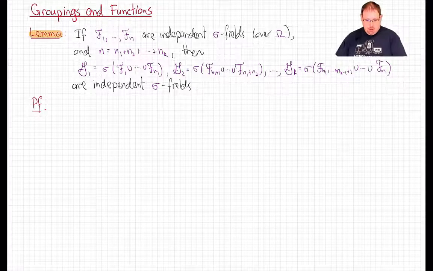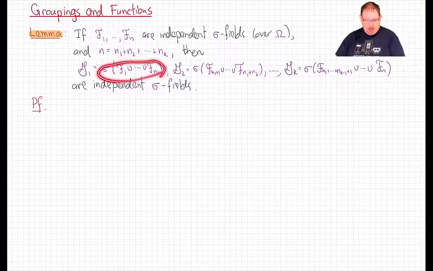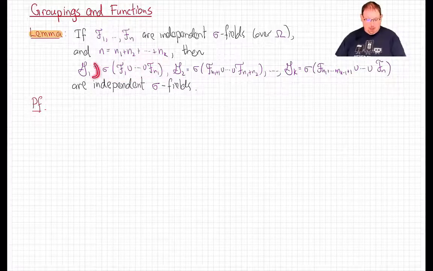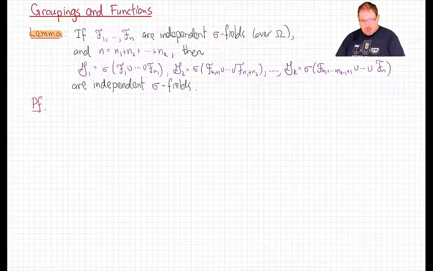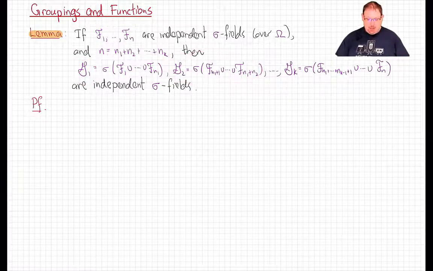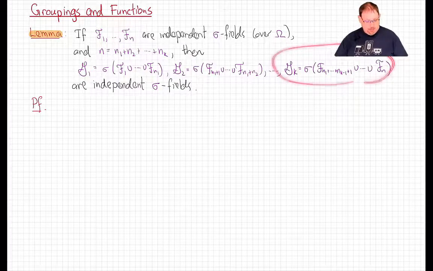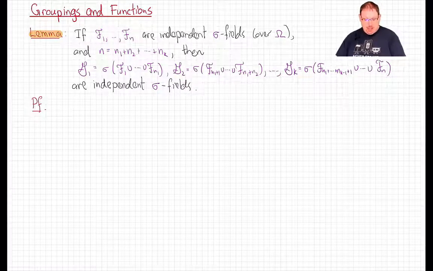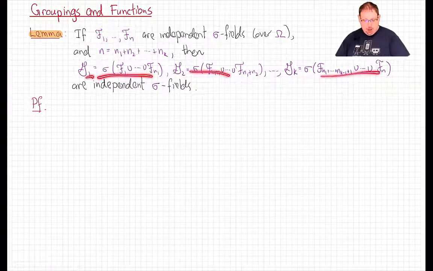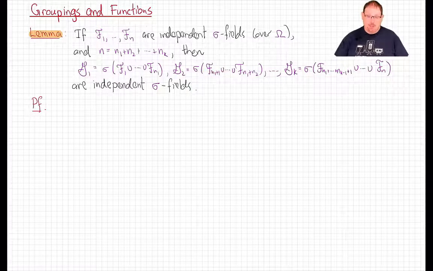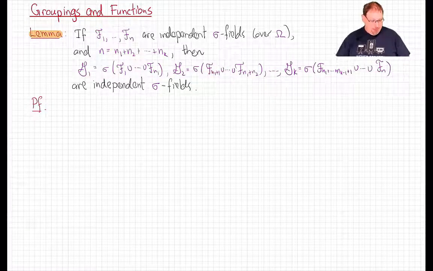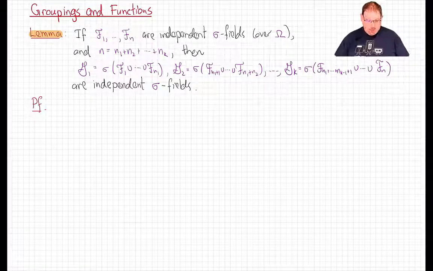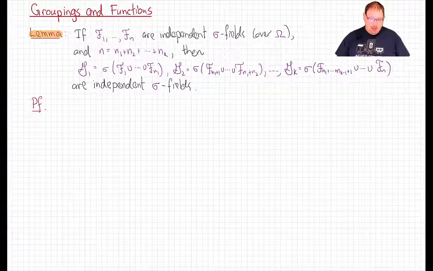So what I'll do is I'll take the sigma field generated by the first 3 and call that a new sigma field, and then the sigma field generated by the next 2 and call that its own sigma field, and so on down the line. Well, if the original sigma fields, F1 through Fn, are all independent from each other, then these grouped sigma fields are also independent from each other. That's what we'd like to prove here, and honestly, the only hard part about this proof is the awful notation of all of the groupings.